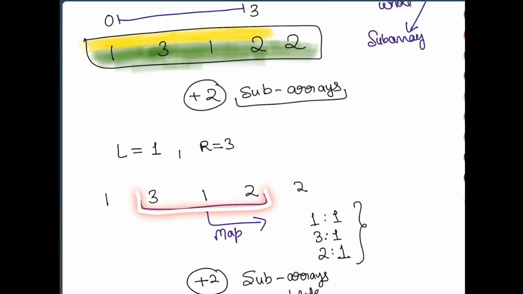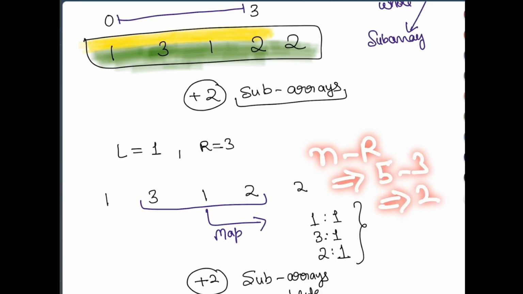Now if this is a complete subarray, then r is equal to 3, right? Again we can apply the same formula and say n minus r, that is 5 minus 3, which is equal to 2. So we got 2 more subarrays.